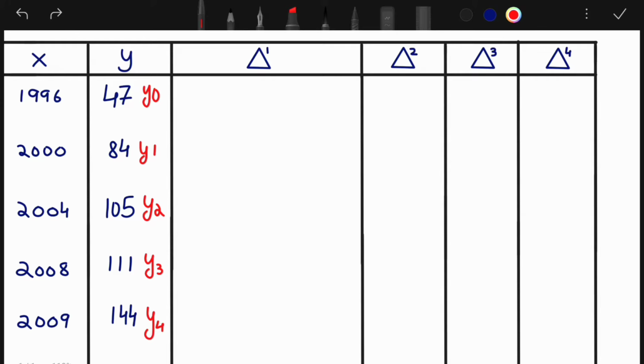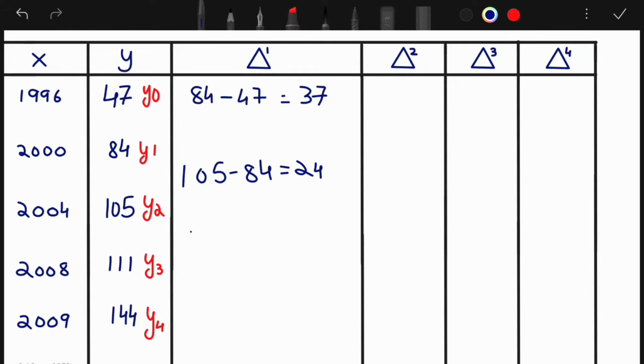To calculate delta 1, that is the first order difference, the y values are to be considered. From the second value, the first value has to be deducted. That is 84 minus 47, which is 37. Then third value minus second value, which is 105 minus 84, 21. Then fourth minus third, that is 111 minus 105. Then the same with the fifth, the last difference.